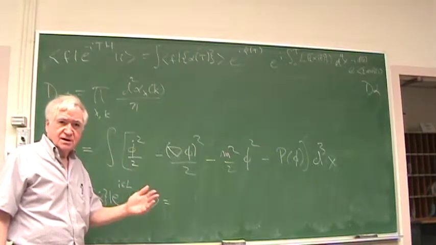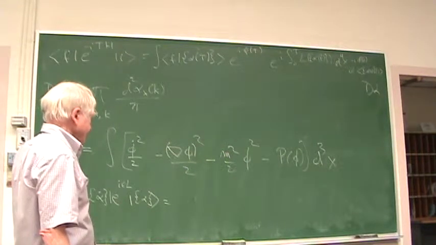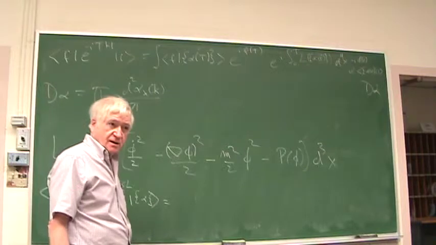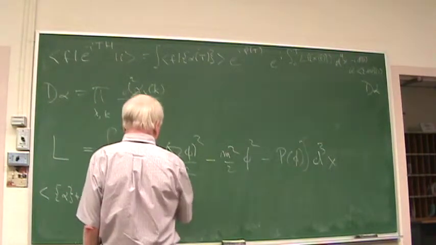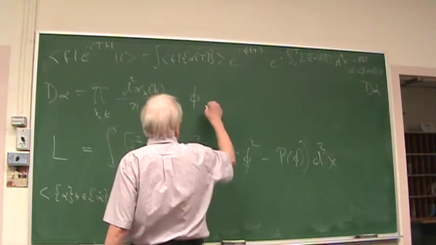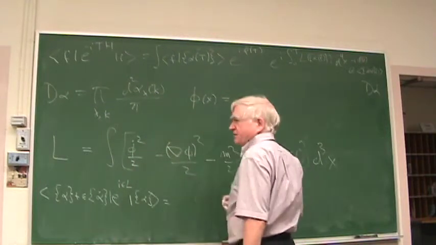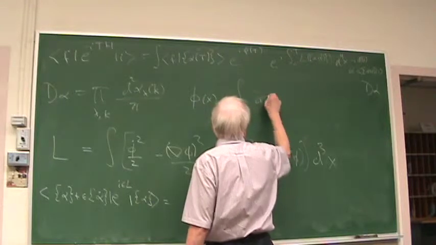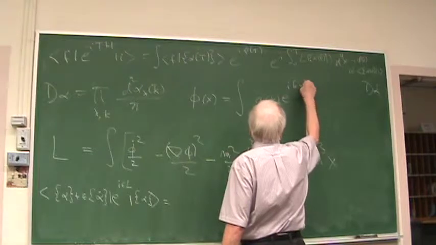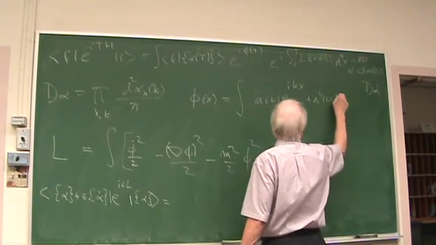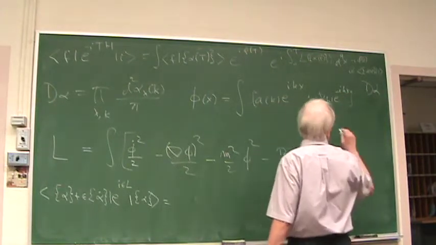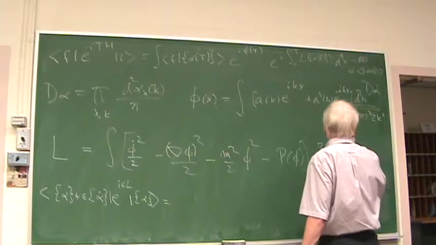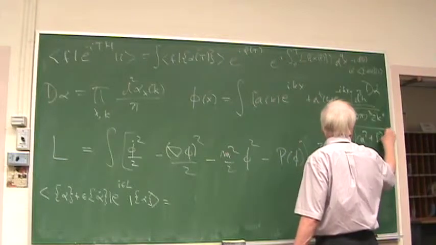Okay, let me write down phi of x. Phi of x would be an integral of a of k e to the i k x plus a dagger of k e to the minus i k x, d cubed k over the square root of 2 pi cubed 2 k 0, k 0 being the square root of m squared plus k vector squared. So this is the simplest case.